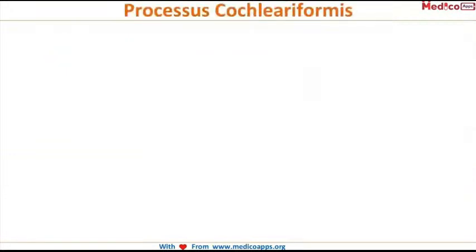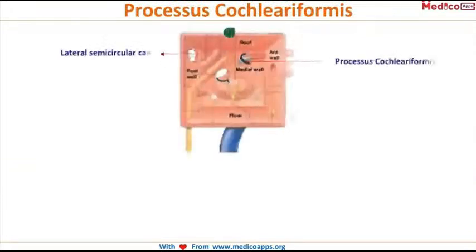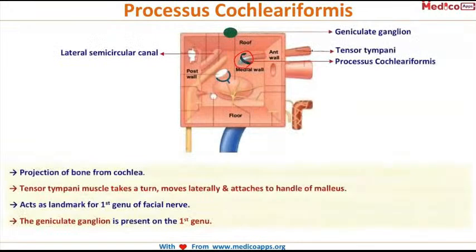The next important structure is the processus cochleariformis. So here is your processus cochleariformis, and it is a projection of bone from the cochlea. The tensor tympani muscle takes a turn and moves laterally and attaches to the mandible. This is the tensor tympani muscle which is taking a turn over here, and it will go and attach to the handle of the mandible.